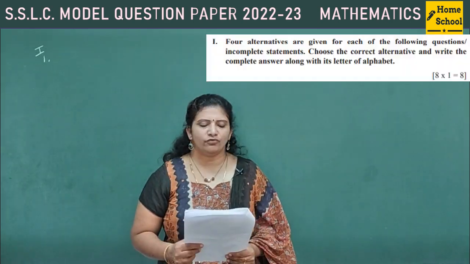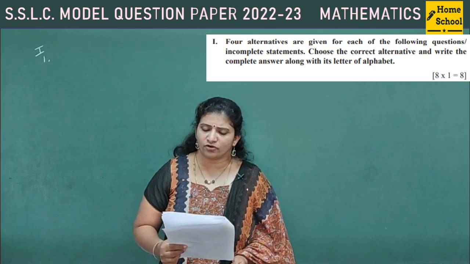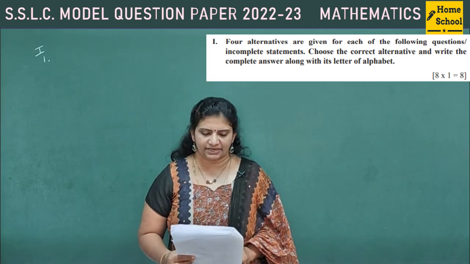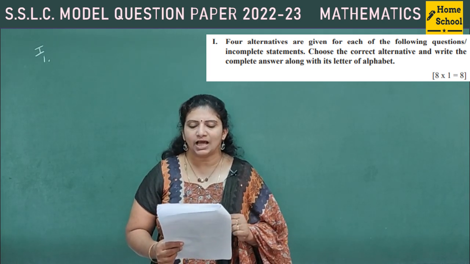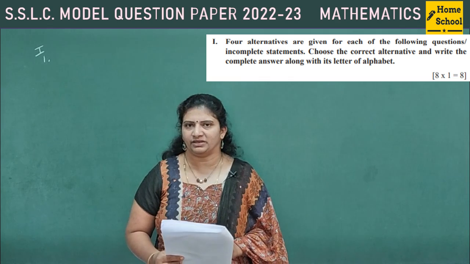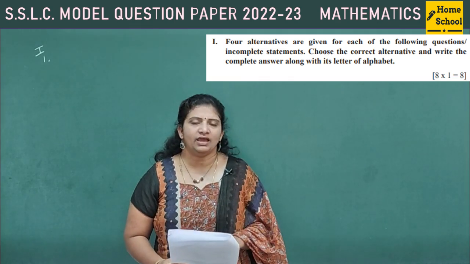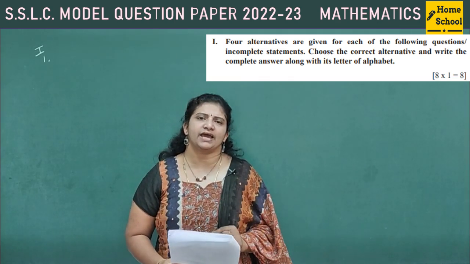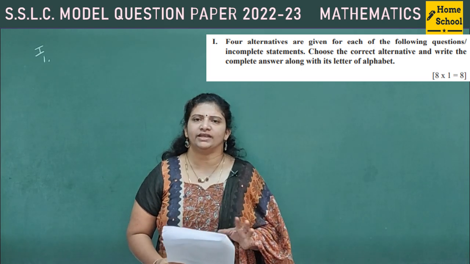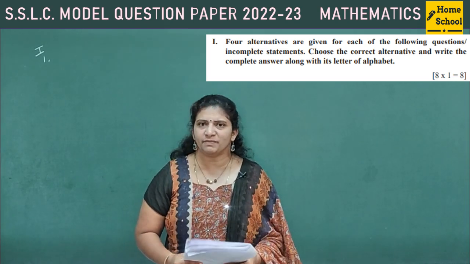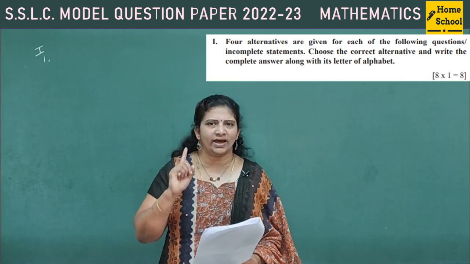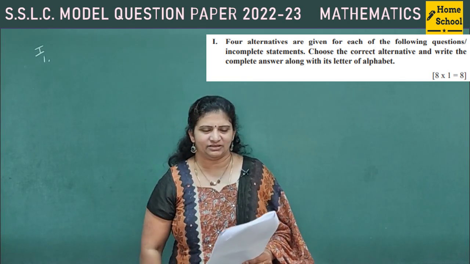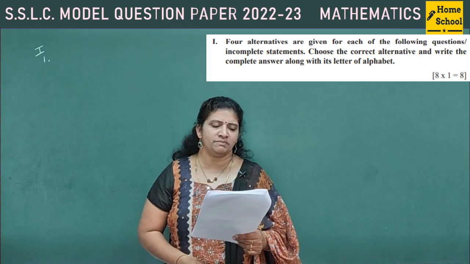First main, 4 alternatives are given for each of the following questions or incomplete statements. Choose the correct alternative and write the complete answer along with its letter of alphabet. In this main, you will be having 8 questions, each carries 1 mark, total 8 into 1, 8 marks. This main contains multiple choice questions. We need to select only one answer along with the option. Let's begin with the first problem.